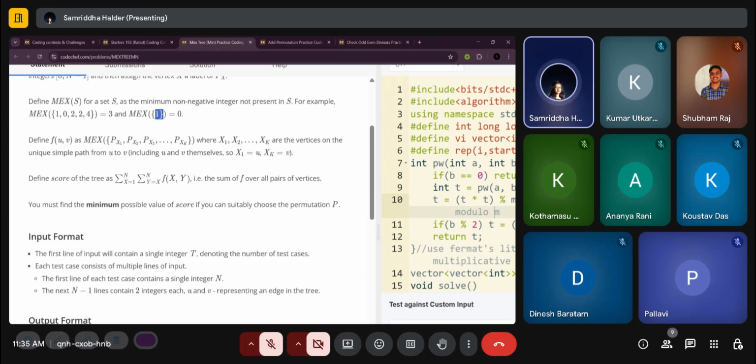Now let's go to the next example, max of 1. What is the non-negative integer not present in this set? It is 0. So max of 1 will be 0.